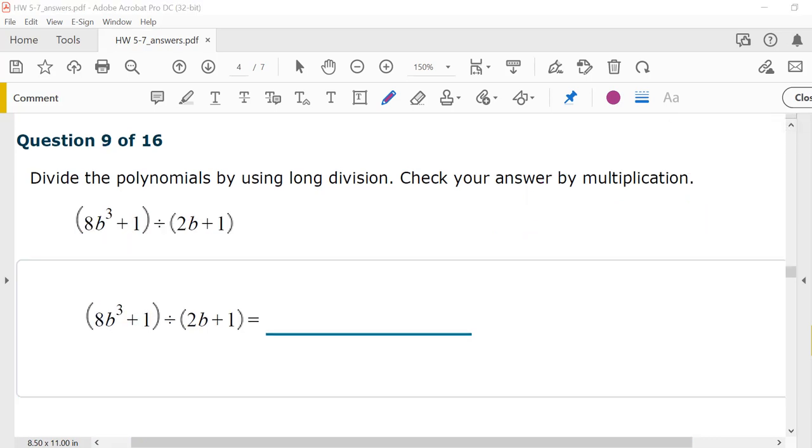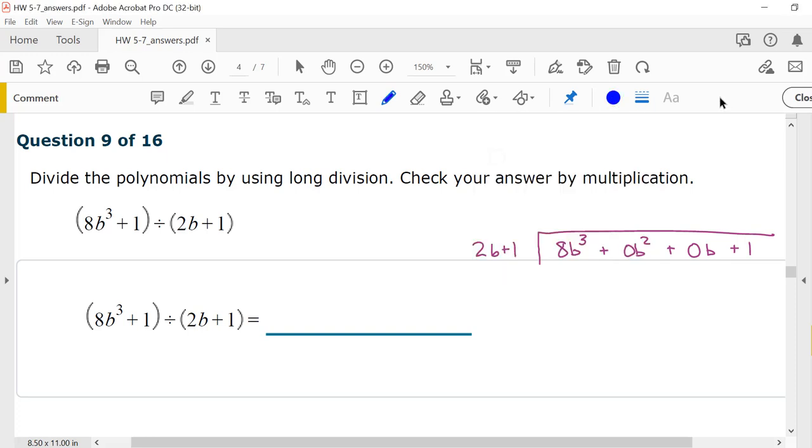Number 9, divide using long division. Okay, the dividend this time has 8b cubed and then plus 1. So watch the trick. 8b cubed. There's not any b squareds, but I'm going to put a placeholder 0b squared. There's no b's, but I'm going to put a placeholder 0b and then plus 1. Divided by 2b plus 1.